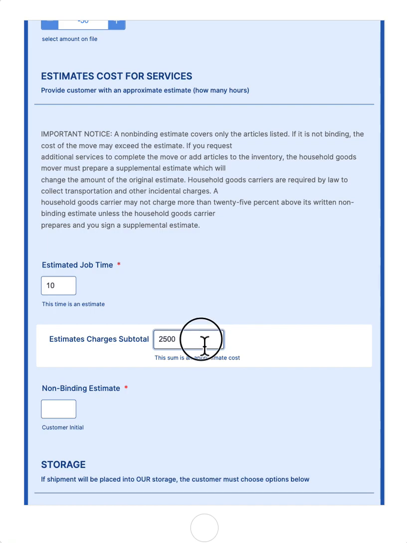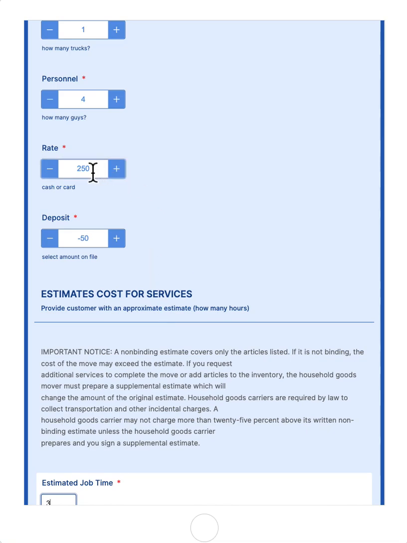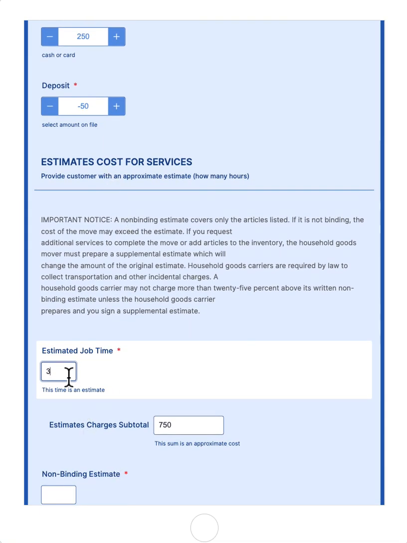This sum, you cannot edit. It will be automatically provided. So if you change it to 5, it will be less. If you change it to 3, it will automatically calculate based on the rate for the move. So let's just say the move is going to take 10 hours in this case.